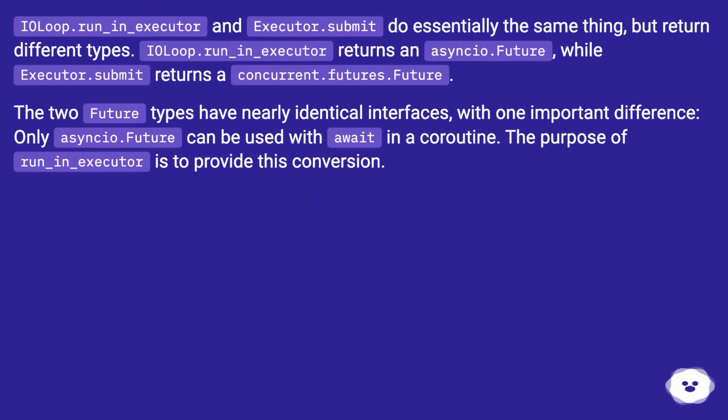IOLoop.run_in_executor and executor.submit do essentially the same thing, but return different types. IOLoop.run_in_executor returns an asyncio.Future, while executor.submit returns a concurrent.futures.Future. The two future types have nearly identical interfaces, with one important difference: only asyncio.Future can be used with await in a coroutine. The purpose of run_in_executor is to provide this conversion.